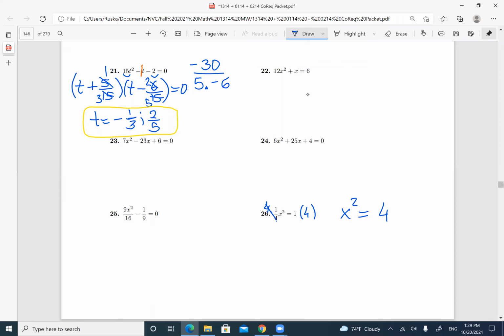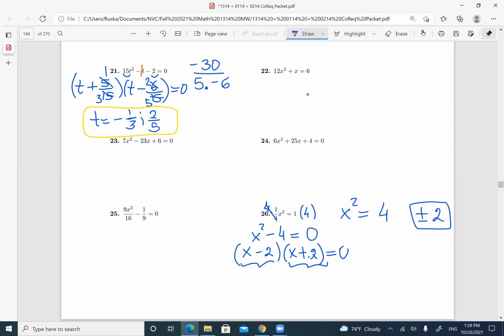Now here probably you can just take the square root on both sides and you're going to get plus or minus 2, right? That's your answer. You can take the square root. But also you can move it over and factor it. So you're going to have x squared minus 4 equals 0. So you solve it like x minus 2 and x plus 2. And then you solve each of those equals 0, and we're going to get what we need, okay? Everybody understand that?